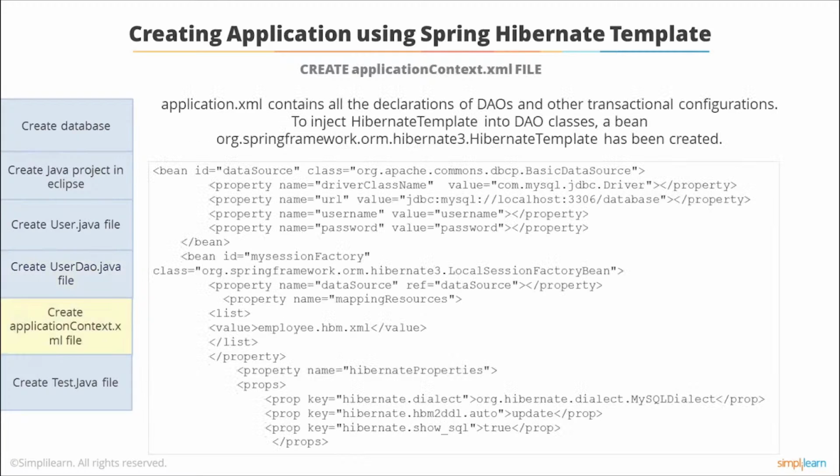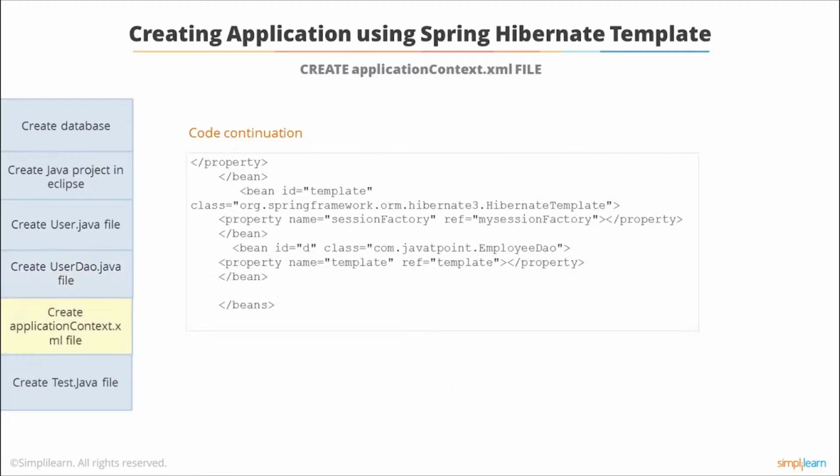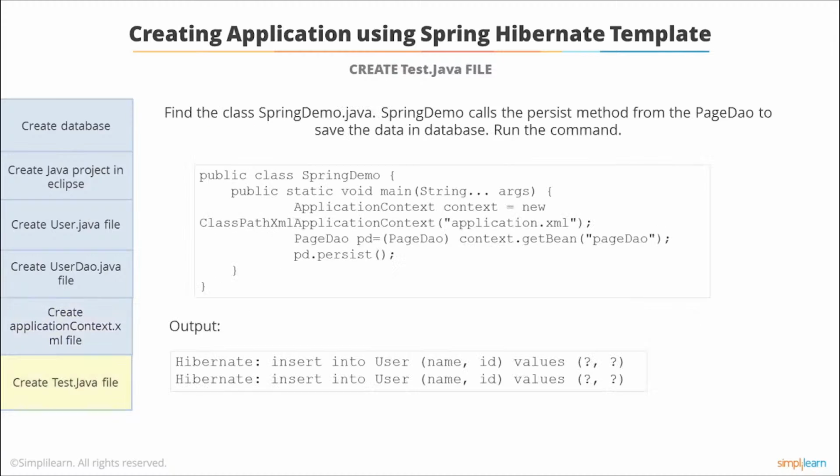Finally, we create the application context XML file. Then we create the session factory so that we can register the bean. So we are registering the template by providing the template reference to the employee DAO bean. And then lastly, we create the main where we load the XML file. We pass the bean ID to get the bean object and we persist the information.